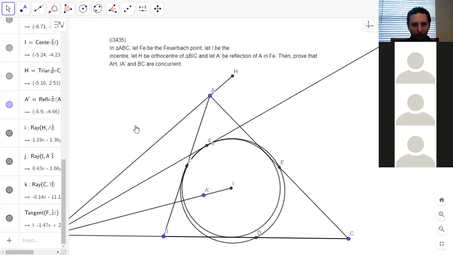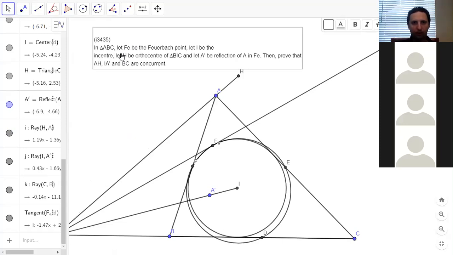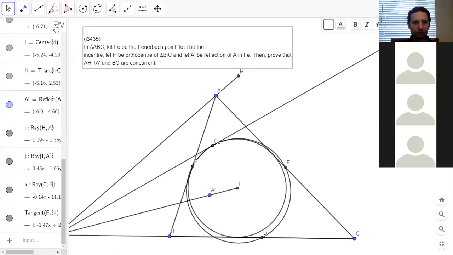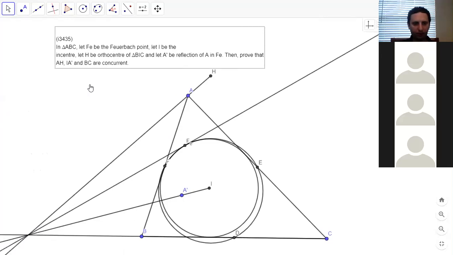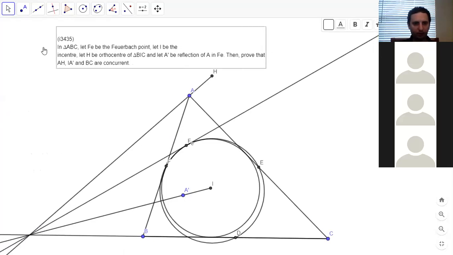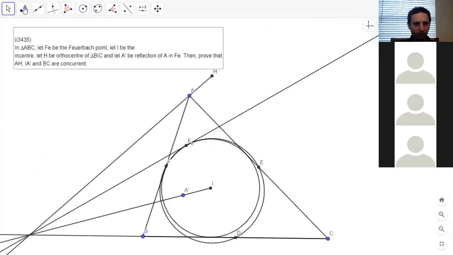So that's probably used in the solution. I'm sure of it, but I don't know if that solves it right away or if there's still another step. Let's see.